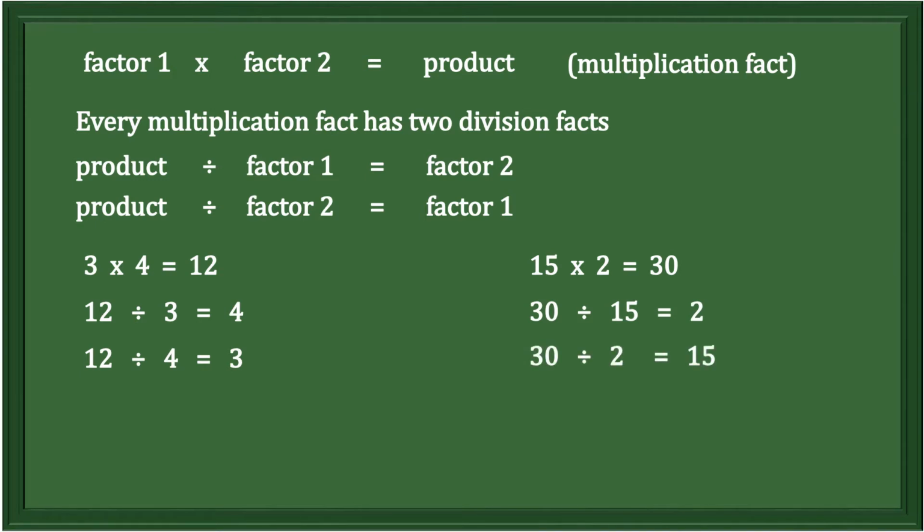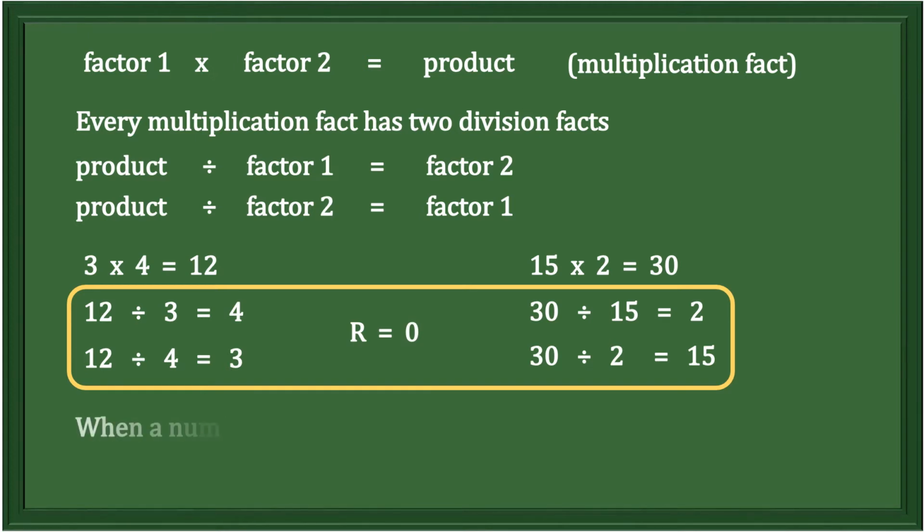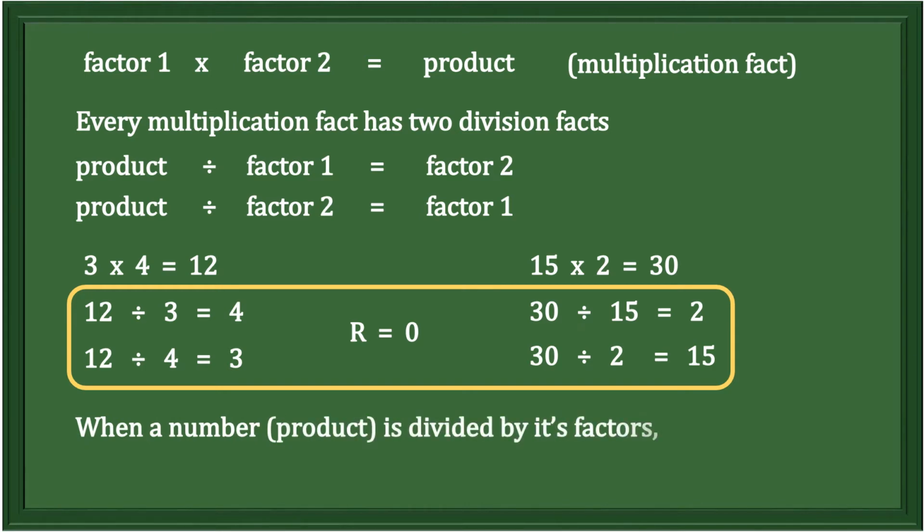Did you notice that in all these four division facts, the remainder is 0? What did you understand from here? That when a number or a product is divided by its factors, the remainder is always 0.